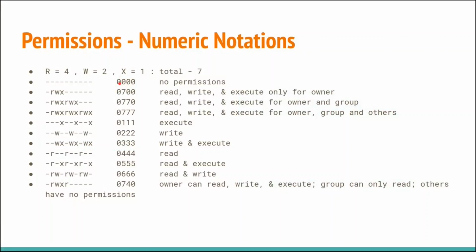Now let's see how it calculates to numeric notation. For r, we have a weightage of 4. For w, we have a weightage of 2. And for x, we have a weightage of 1. So if we sum it, the total would be 7. Let's see the logic behind it.